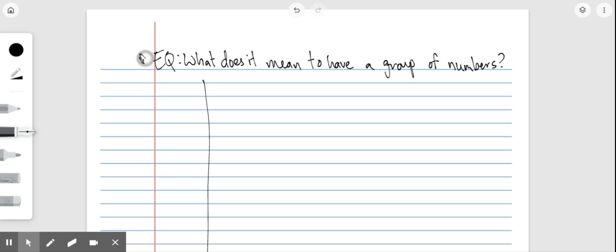Hi, beautiful people. Today we're starting our unit on distributive property, and our essential question is, what does it mean to have a group of numbers?